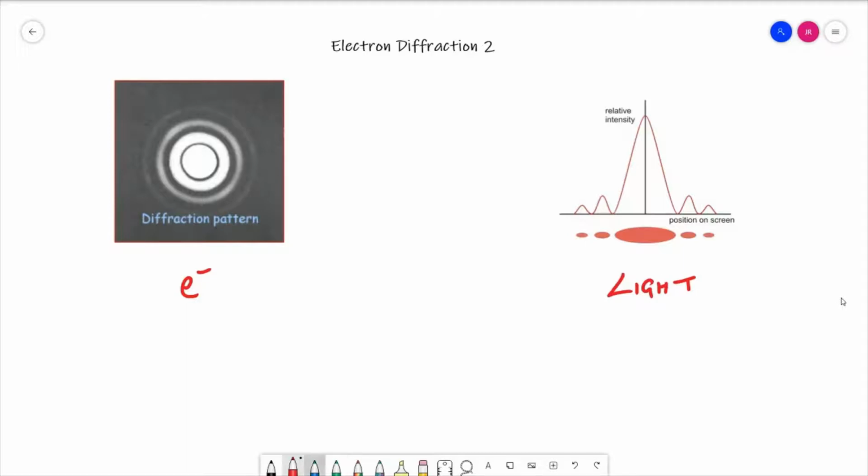Now, for both of these patterns, firstly, we can see that in the middle, we do have a large bright central fringe, a high intensity central fringe. That then decreases before we have outer fringes, equidistant on each side, so we have outer fringes in both patterns. Now, the subtle difference between the electron diffraction pattern and the light diffraction pattern comes in the minima.